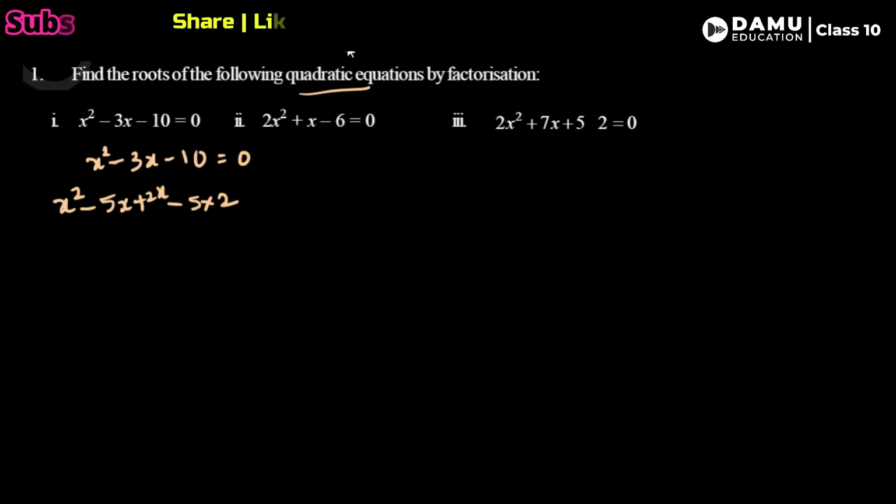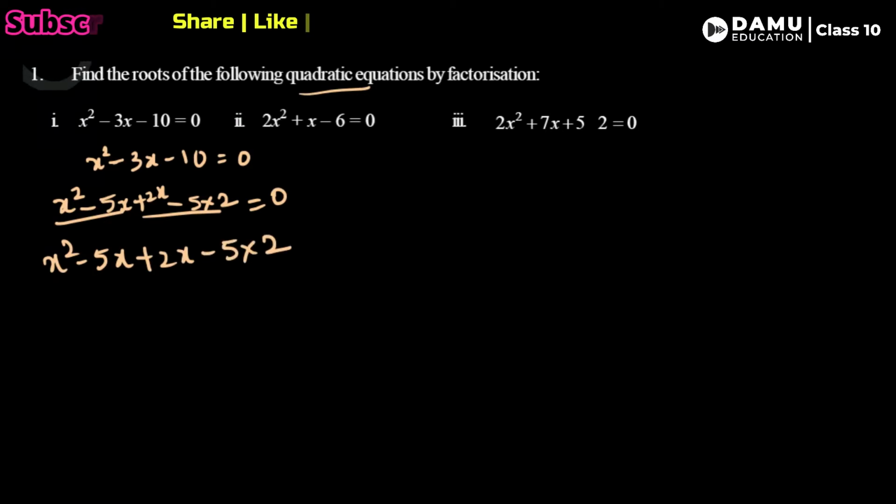So minus 5x plus 2x gives minus 3x, and 5 2s are 10. So this will be equal to 0. Now take these two terms and these two terms: x square minus 5x plus 2x minus 5 into 2. From the first two, x can be taken common, leaving x minus 5. Then from the other two, you can take common plus 2. So x minus 5 will be equal to 0.